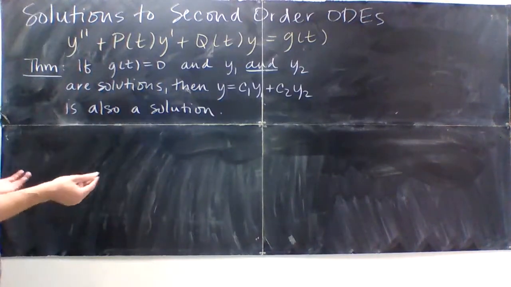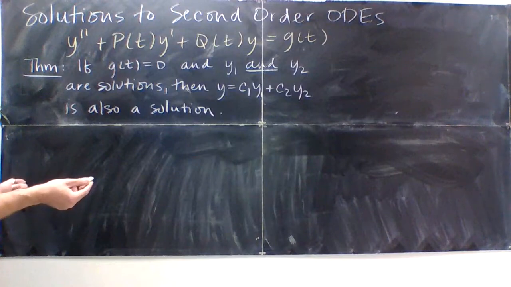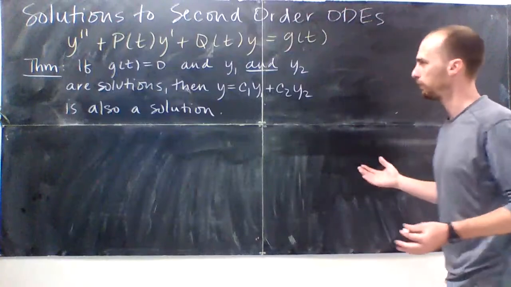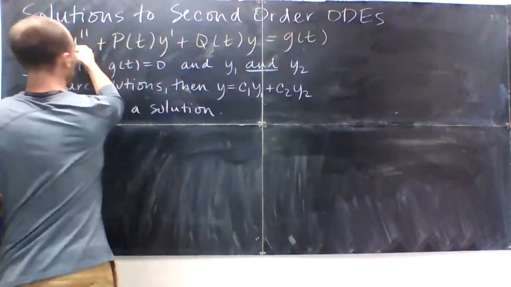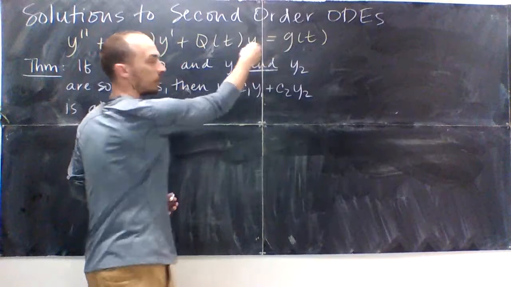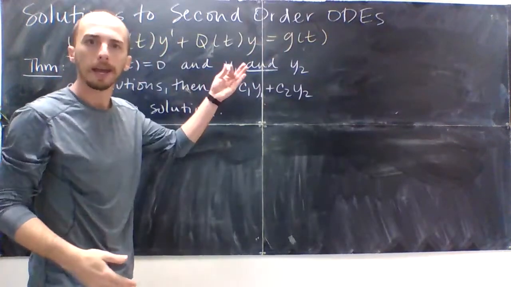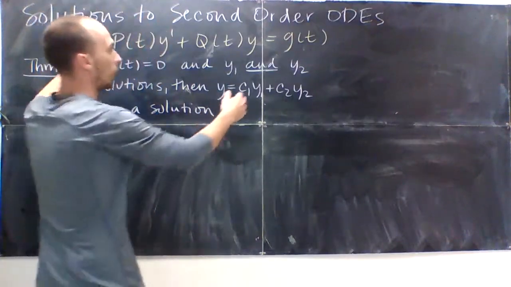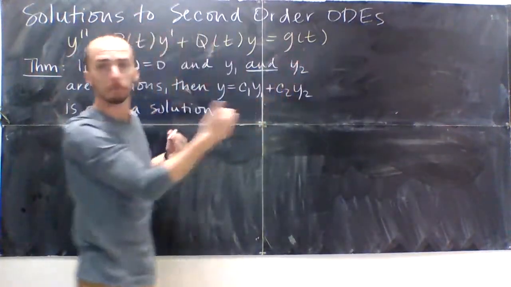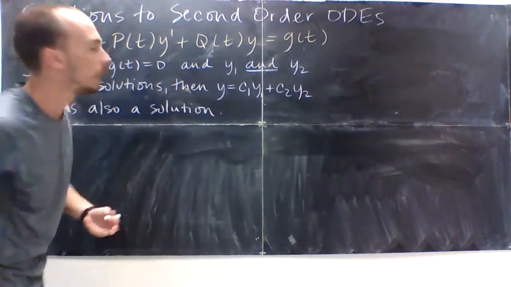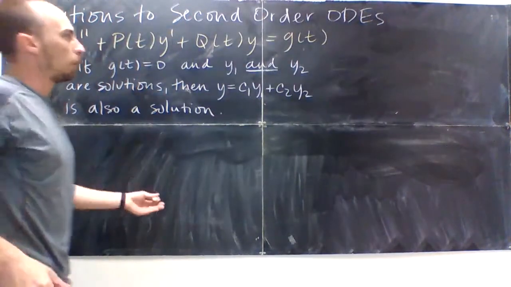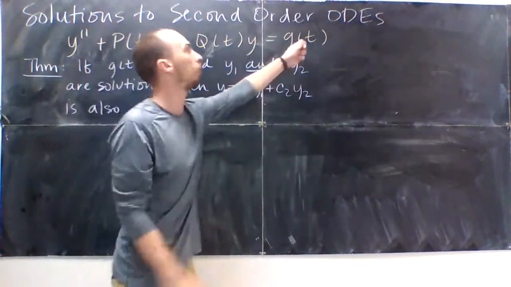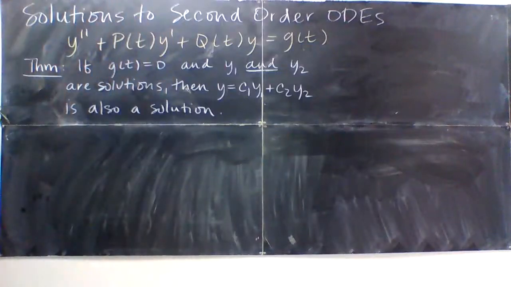Hold on, let me think. Do I really want to get into this? I think maybe I won't. I'll tell you that if you plug y1 into this, and g of t is 0, I'll get back 0. And if I were to put y1 plus y2, I'd have them separately, 0 and 0, and I could add those together, and that would be 0 again. Then if I had c1y1 plus c2y2, it would just be some multiple of 0 plus another multiple of 0, which is still going to be 0, and it will satisfy the differential equation.